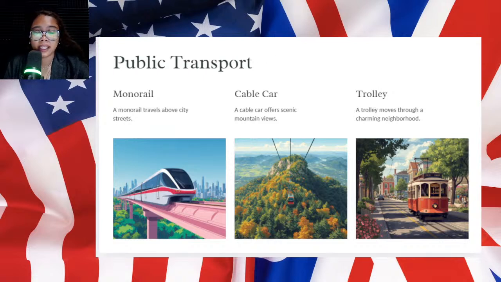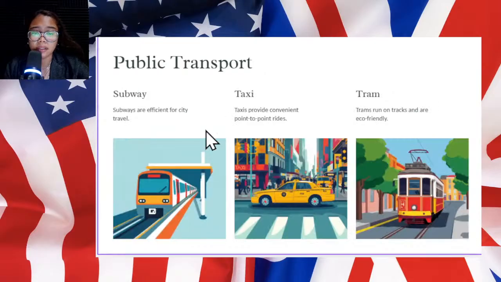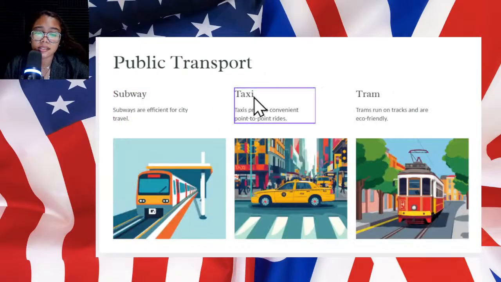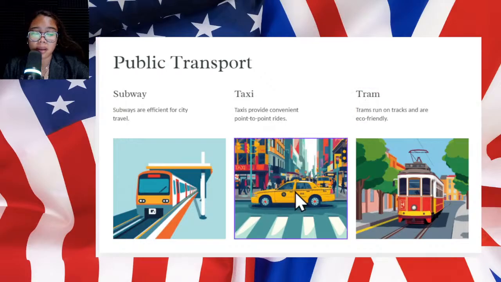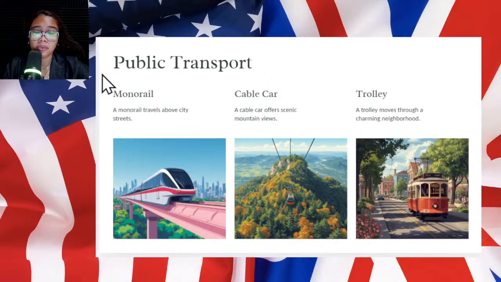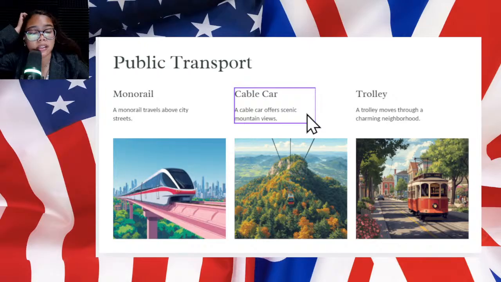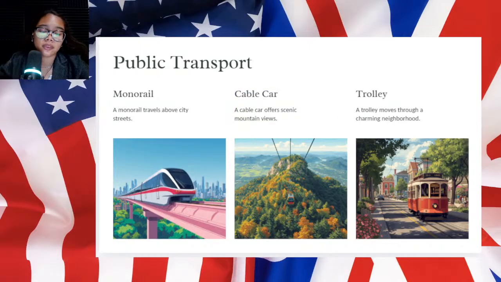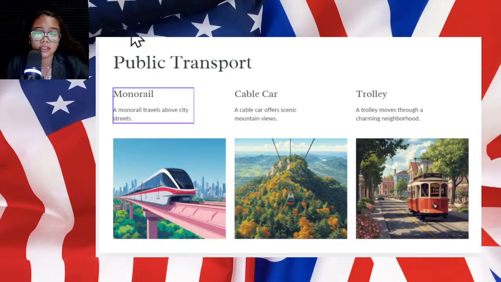All right. Again, this is the public transportation, starting with subway. Next is taxi, followed by tram, and then monorail, cable car, and trolley. Okay? All right. Any questions so far?